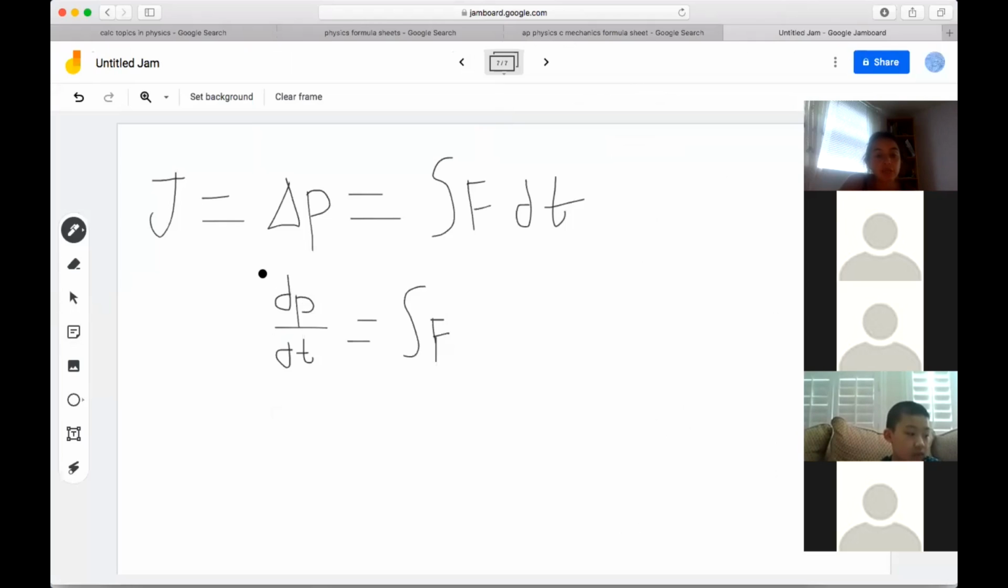If you take the integral here, you just have to make sure it stays in terms of time, because if it's in terms of x, it'll be a lot different. So now let's move on to a different formula.